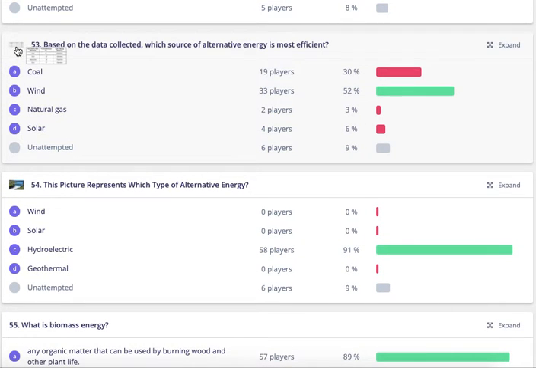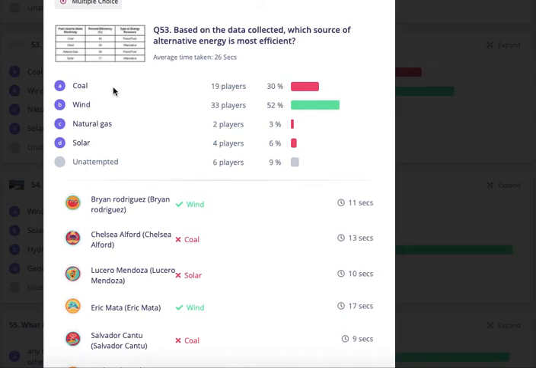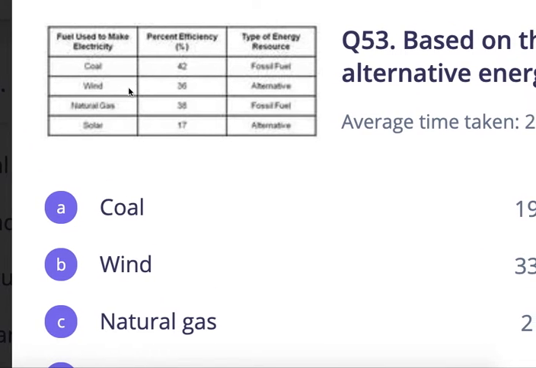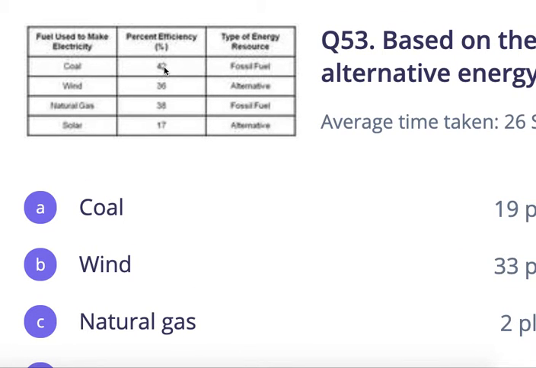Which source of alternative energy is most efficient? Most of you picked coal because, yes, it has the highest percent efficiency, but it's a fossil fuel. It's non-renewable. Once it's used up, it's gone. So wind is your best answer because it's slightly less efficient, but it doesn't go away. Over a long enough timeline, this efficiency will be much greater than coal's efficiency.